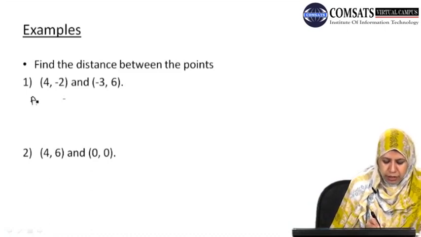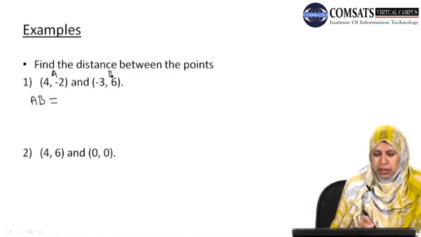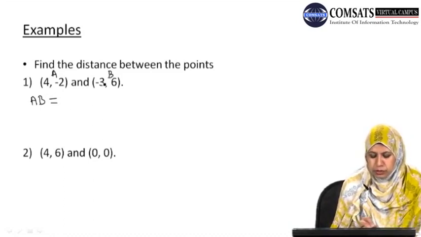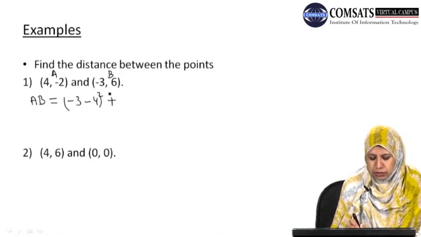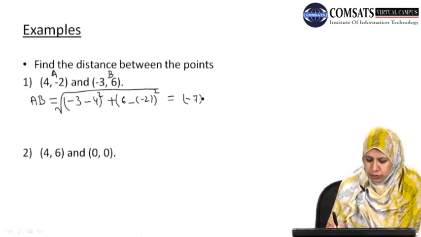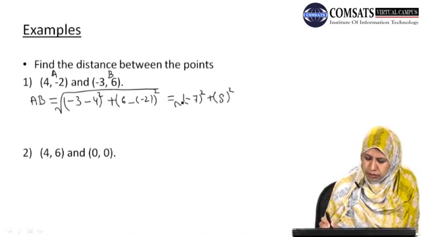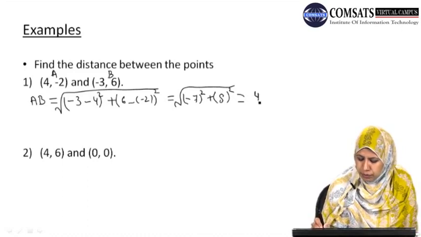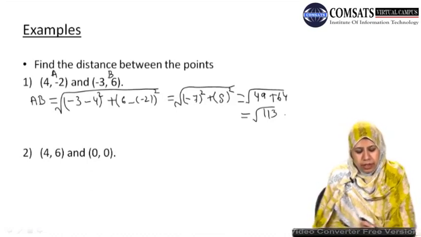So putting the values in our formula, the length of the line segment joining the points A and B, where A has coordinates (4, -2) and B has coordinates (-3, 6), will be equal to the square root of (x2 minus x1), that is (-3 minus 4) whole square, plus (y2 minus y1) whole square, which is equal to the square root of (-7) whole square plus 8 whole square, which is the square root of 49 plus 64, which is equal to the square root of 113.